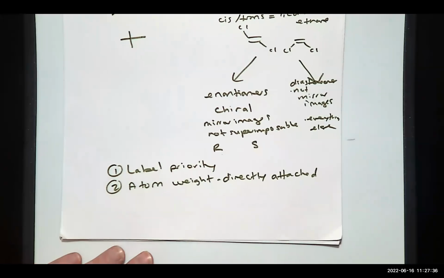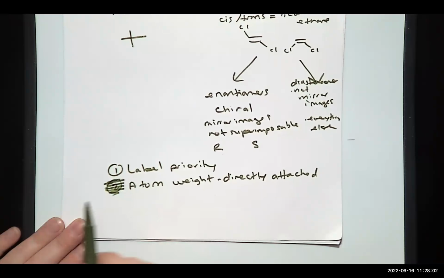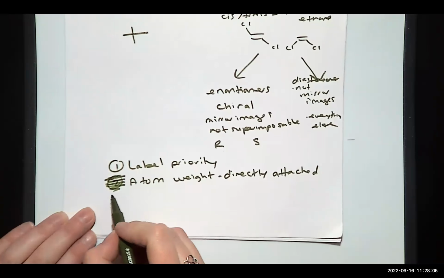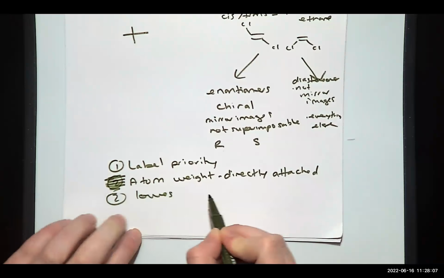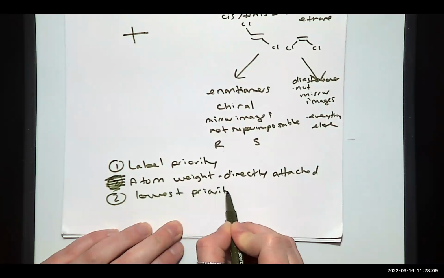If two are exactly the same all the way down, it's not chiral. If two are exactly the same at the first point of attachment and you keep going and at some point there's a difference, you have to keep going down the line. Then once you find the first point of difference, that's what you use to decide. So both of you said two different things and both of you are right. Okay, and then what do you do last after you've assigned the priority and the atomic weight? I don't know why I put this as two. Yes, lowest priority molecule in the back. Perfect.